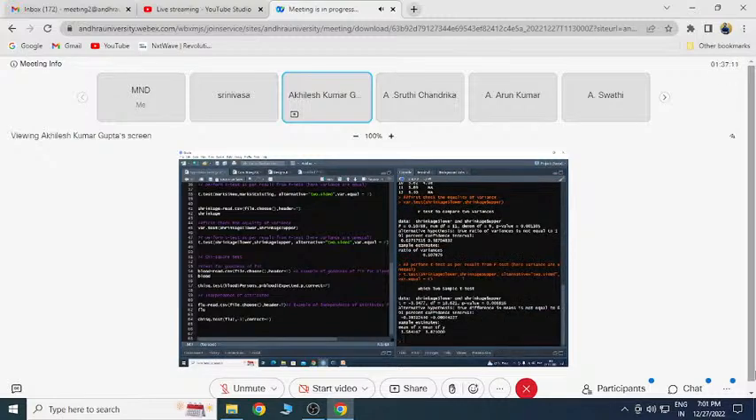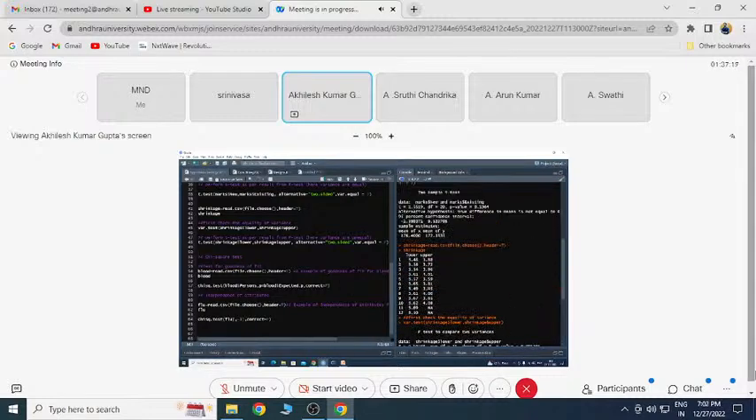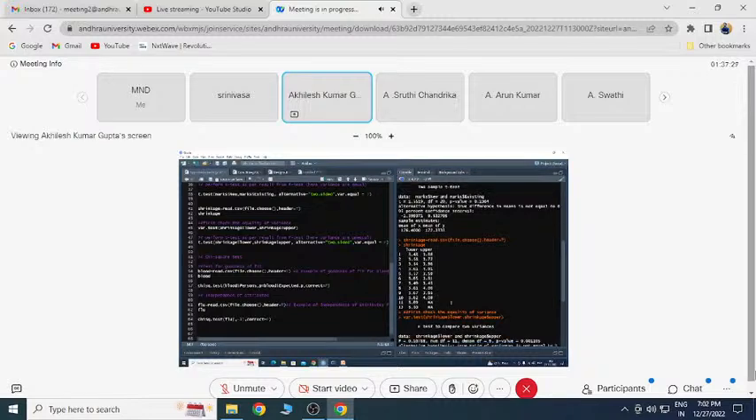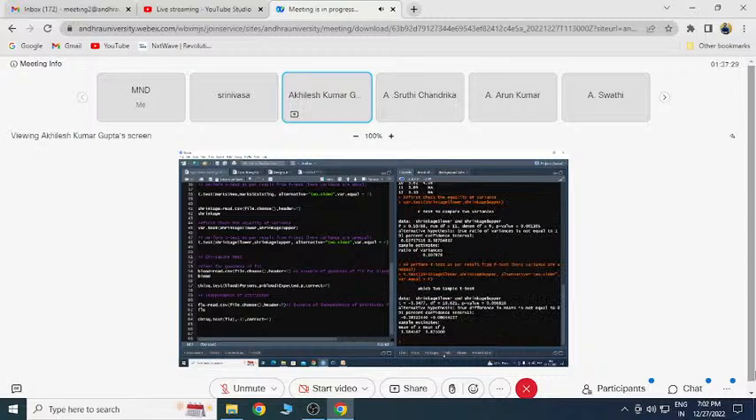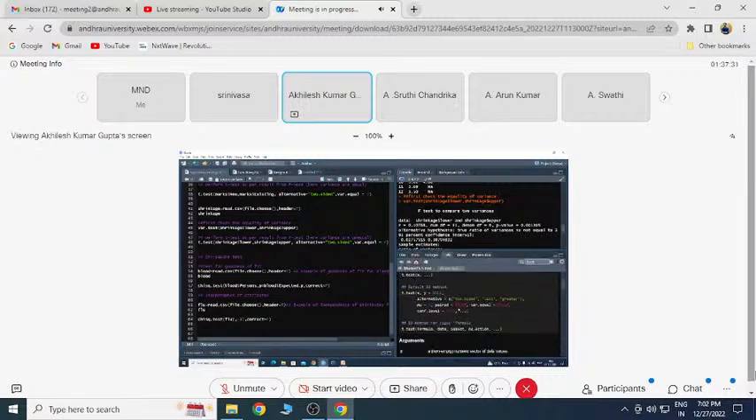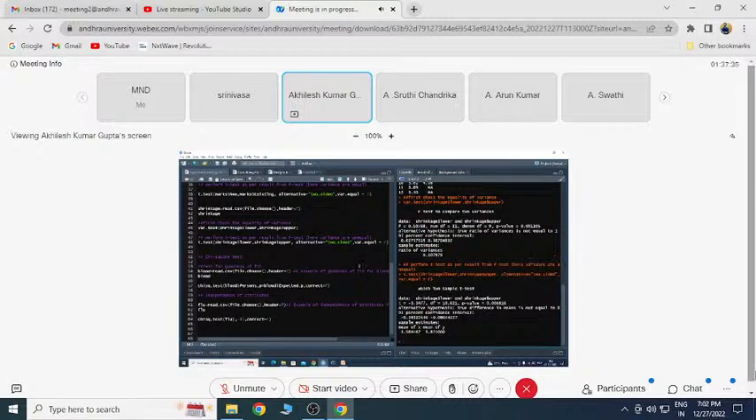The main thing you have to understand in paired t-test is that both the samples must be of equal size. Here you have two different sample sizes, but for paired sample you will have to have both samples of equal size, and you will change this paired argument to true, and you will get your paired t-test result from the same t-test command.